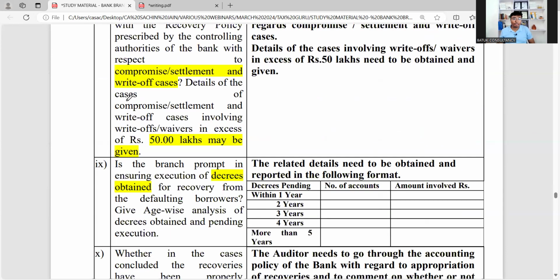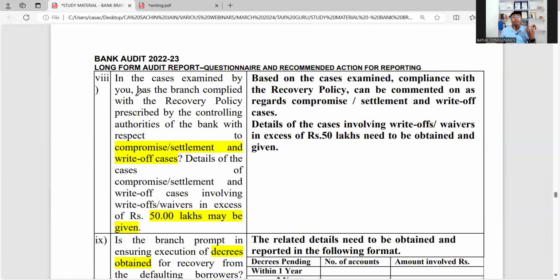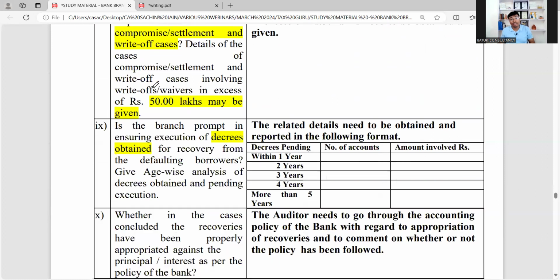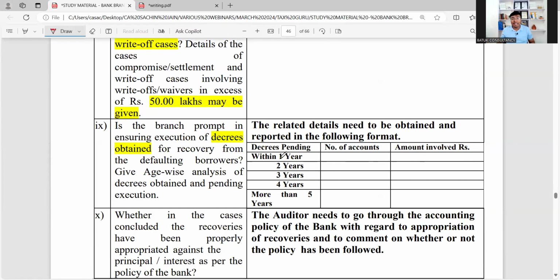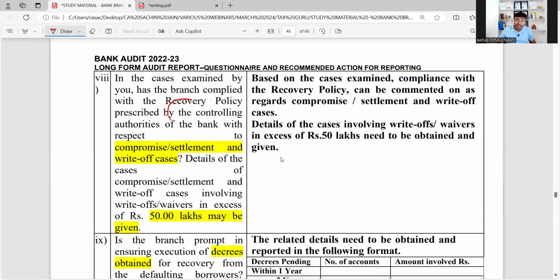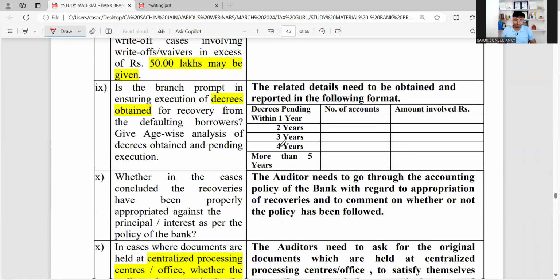In case of any compromise settlement or write-off, we need to check that the compromise settlement or write-off is as per the provisions or guidelines issued by the Reserve Bank of India or not. And if the compromise settlement or write-off is more than 50 lakh rupees, specific disclosure is required in this specific tab of the long form audit report.